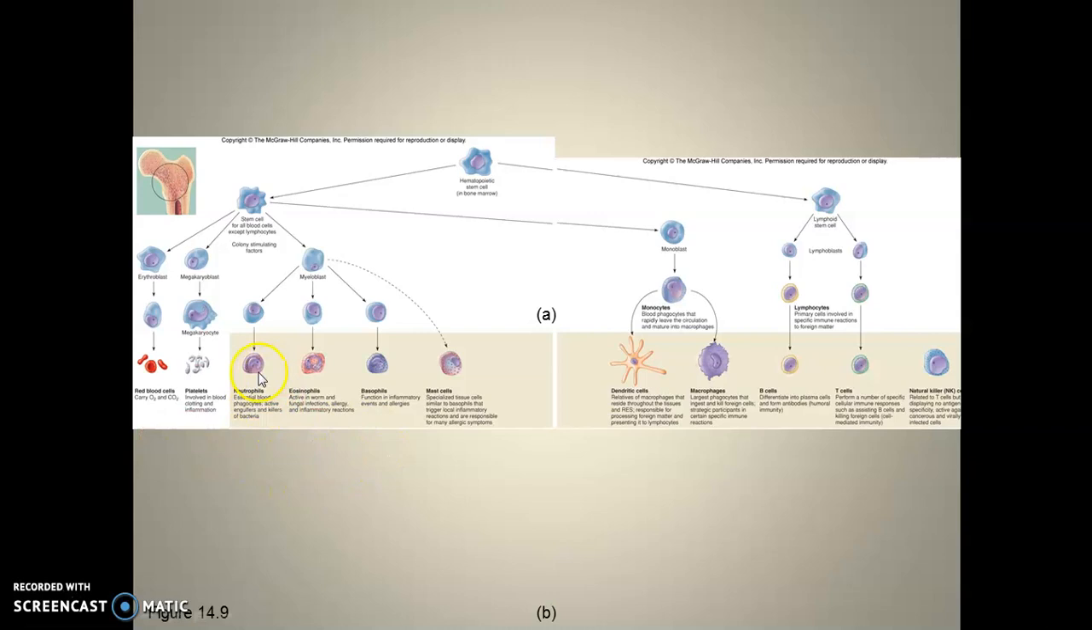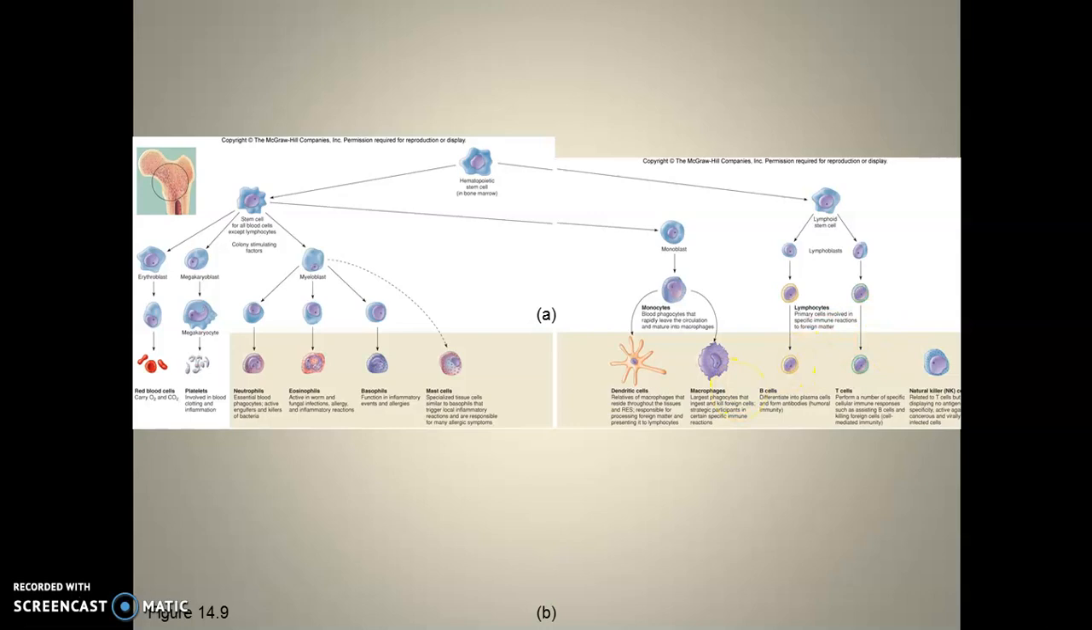Then we have neutrophils, eosinophils, basophils, and mast cells. These are immune cells with inflammatory function. I will talk about neutrophils and eosinophils. We'll leave basophils and mast cells out of it. And then we also have dendritic cells and macrophages, which we've already talked about, but I'll go into more detail about them. And then B cells, T cells, and natural killer cells.